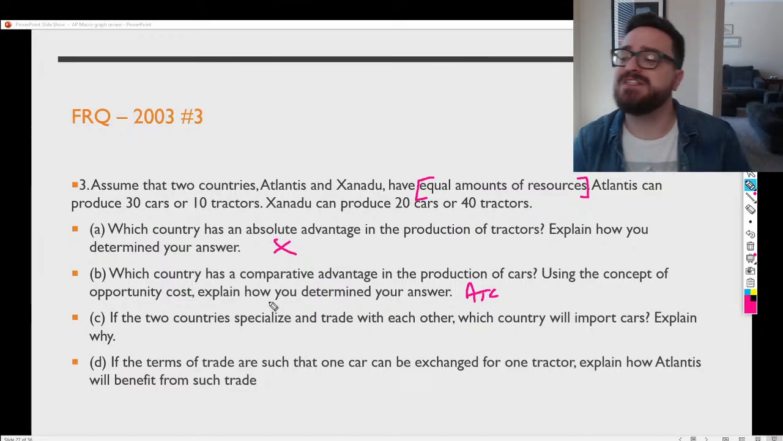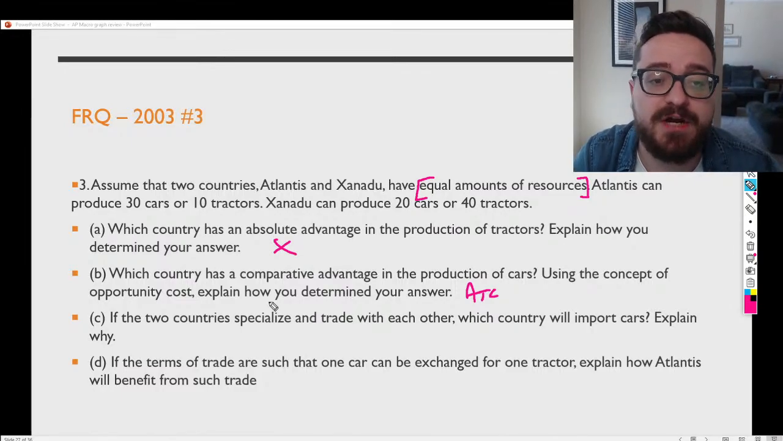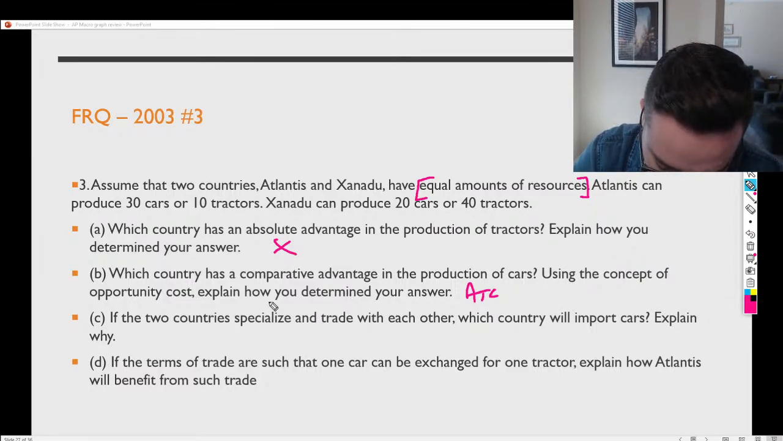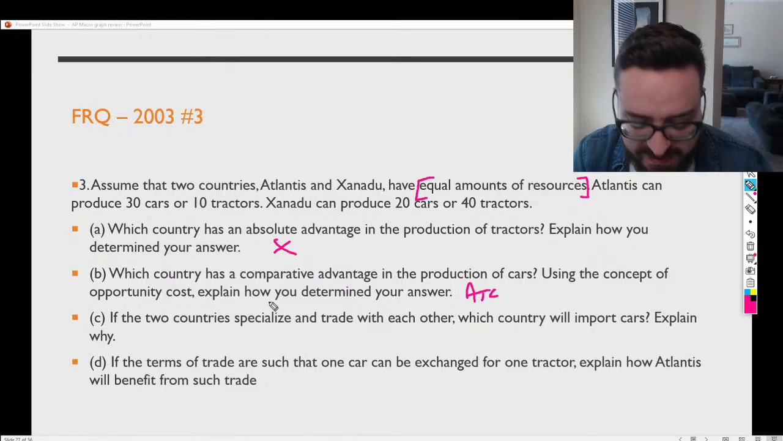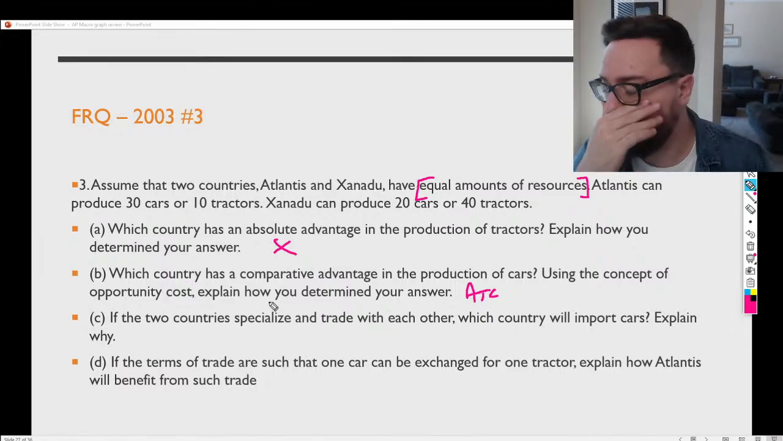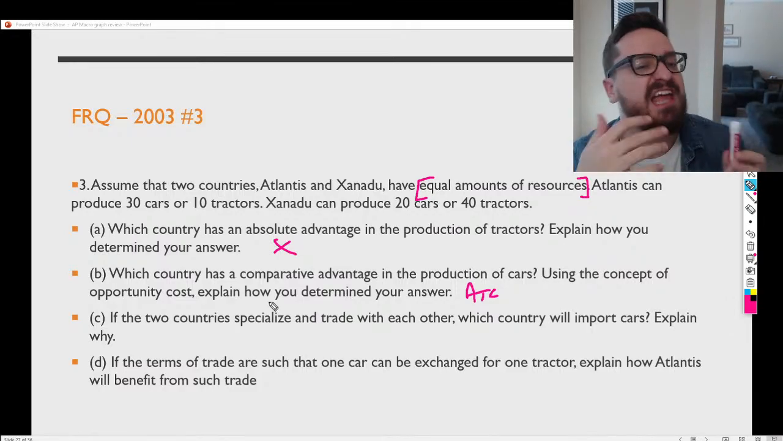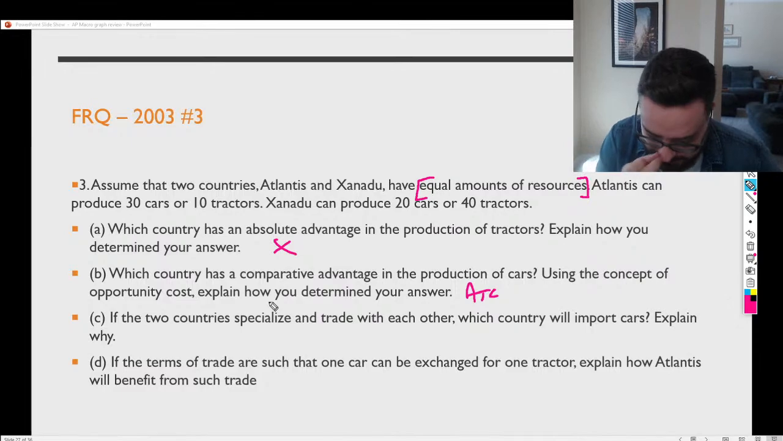C. If the 2 countries specialize in trade, who will be importing cars, and explain? If they specialize in trade, it means one's making one, the other's making the other. You make whatever you have a comparative advantage in. So I'm just writing the opportunity costs of 1 tractor for both because I'm going to probably need it. If they specialize in trade, who will be importing cars is a very fancy way of asking who's making tractors. Because if you are making the tractors and specializing in trading, you would be trading for, therefore importing, the cars. Who's trading for the cars? Oh, the guys who make tractors. Who's making tractors? Xanadu.